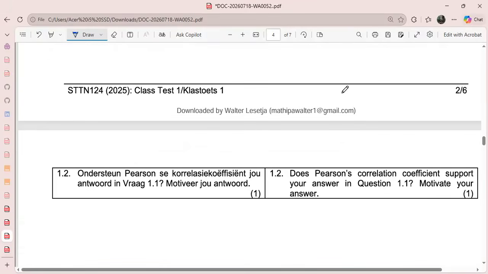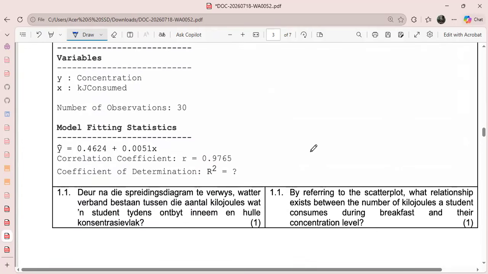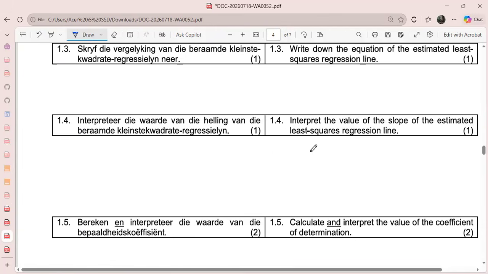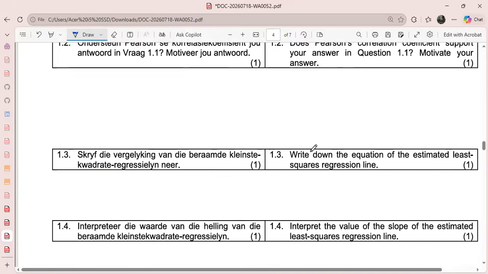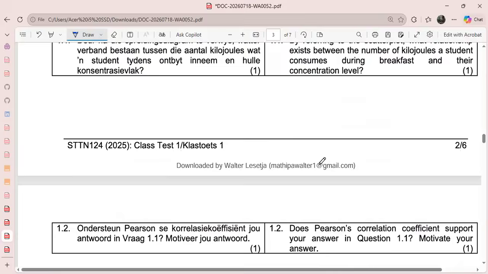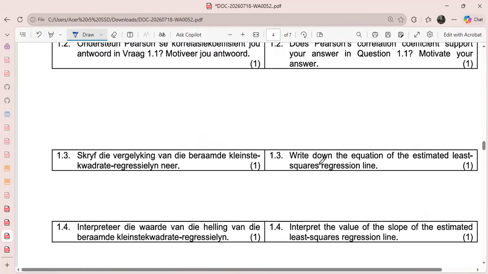And then, does the Pearson correlation coefficient support your answer? Yes, because there is a strong positive linear relationship. It's 0.9765. And then interpret the value of the slope of the estimated equation. You look at your equation. This question is basically the one from Sttn 111, but it's just that this one is not multiple choice. 0.0051, that will be your slope. And then you interpret: it's positive, so there will be an increase on that part.